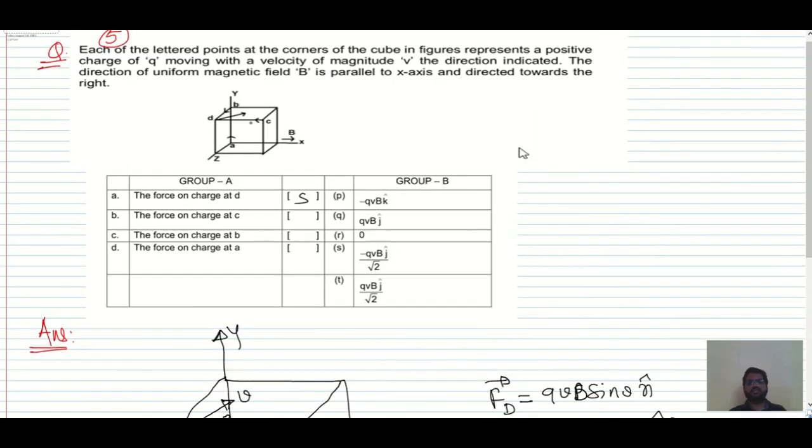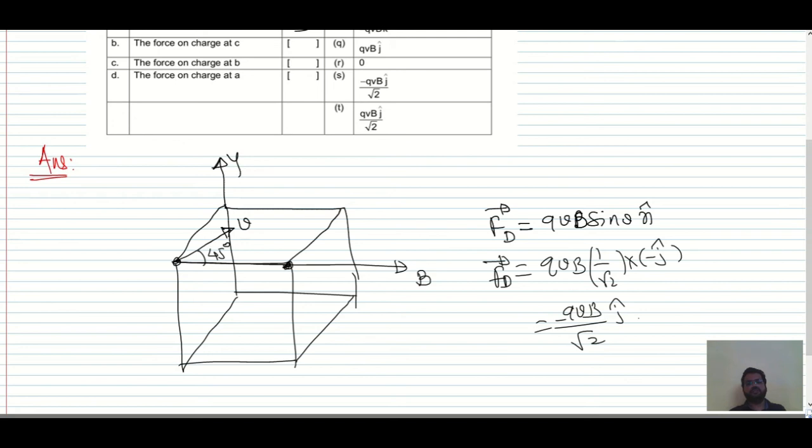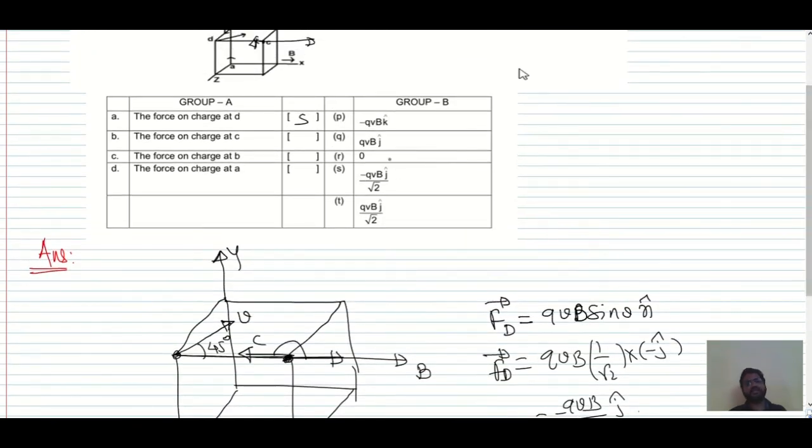Likewise, the force on the charge at C. What is the angle between the x-axis and the velocity of the charge at C? It is moving in this direction, and along the x-axis, the angle is 180 degrees. So the force on it will be 0 Newton. Whenever the angle is 0 degrees or 180 degrees, the force will be 0 Newton. That is R.